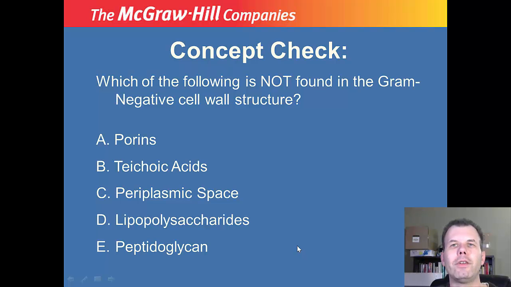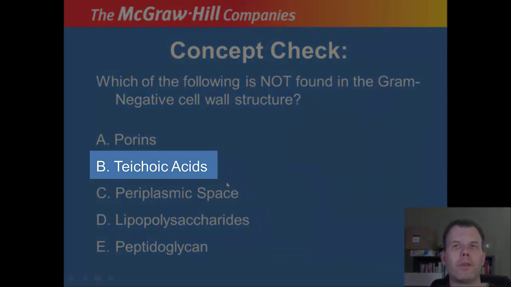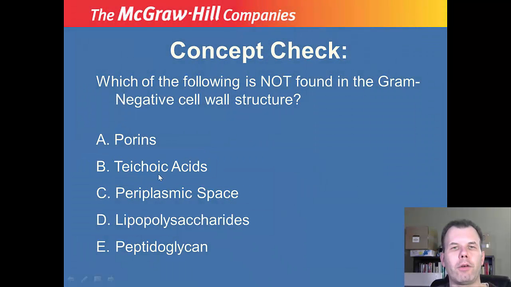Okay. The answer in this case is the teichoic acids. I talked about this with the gram-positive. These are not seen in the gram-negative cell wall. Okay, so this is primarily a gram-positive type of thing. Everything else is found in the gram-negative.